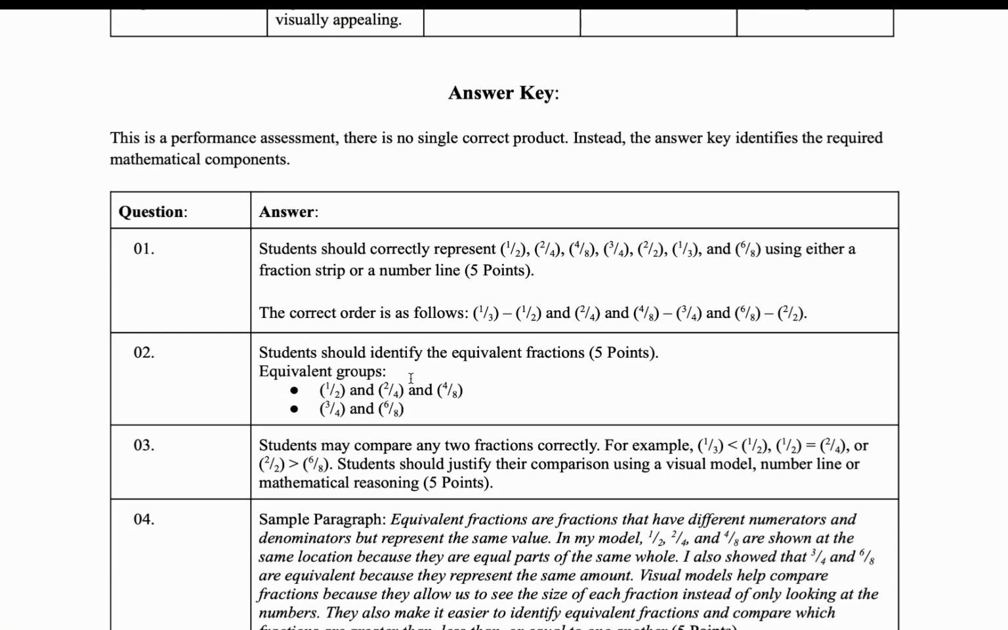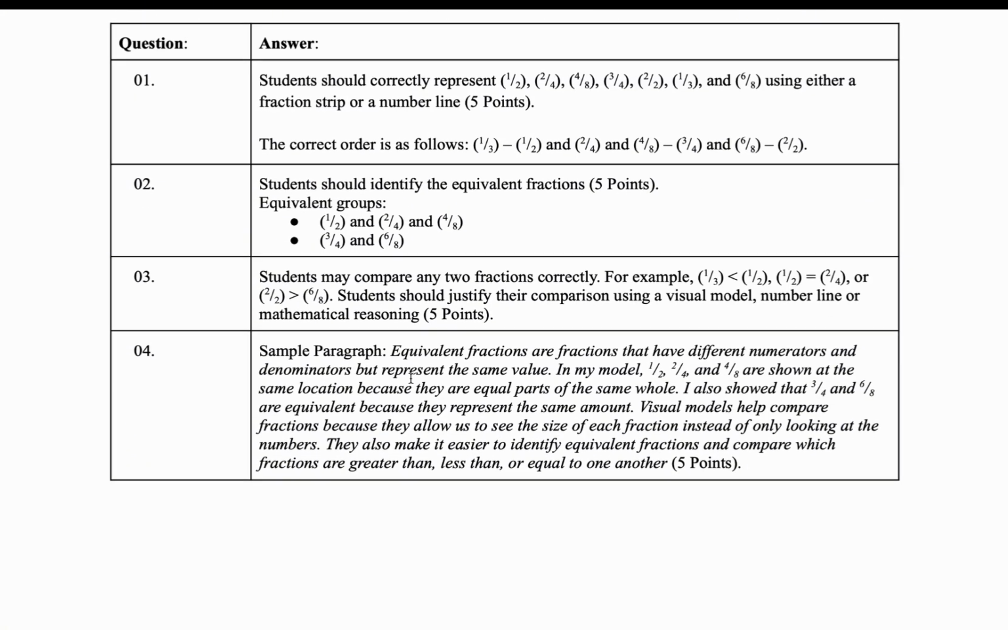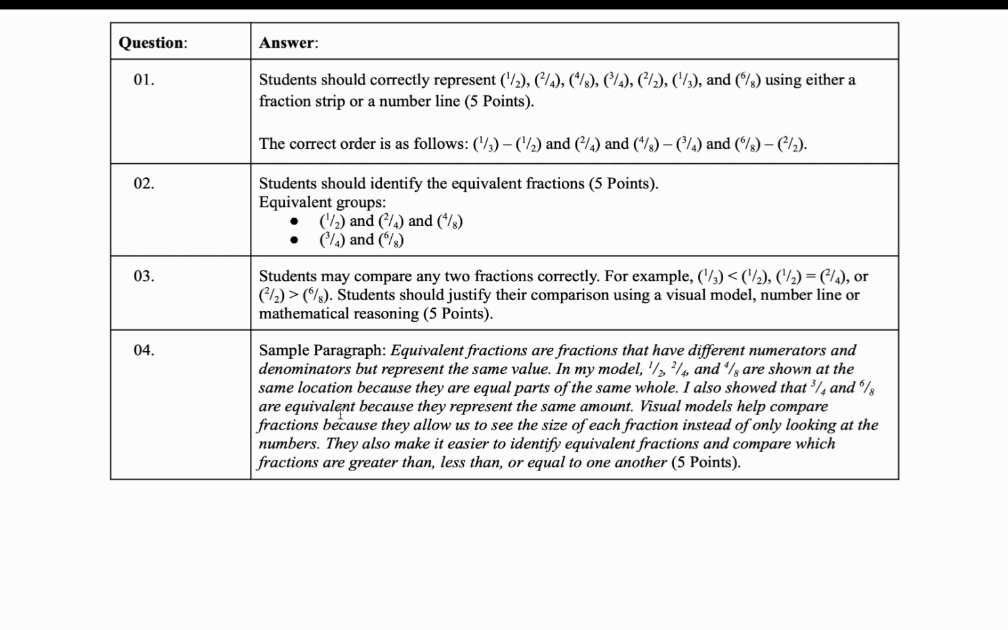Because this is a performance assessment, there's no single correct product. Instead, the answer key will identify the required mathematical components while allowing the actual performance to be left up to the student, to decide how they see the mathematical concepts or how they choose to display them and teach them to other students. You can see here this is an example. However, no student will have this exact product or definition.